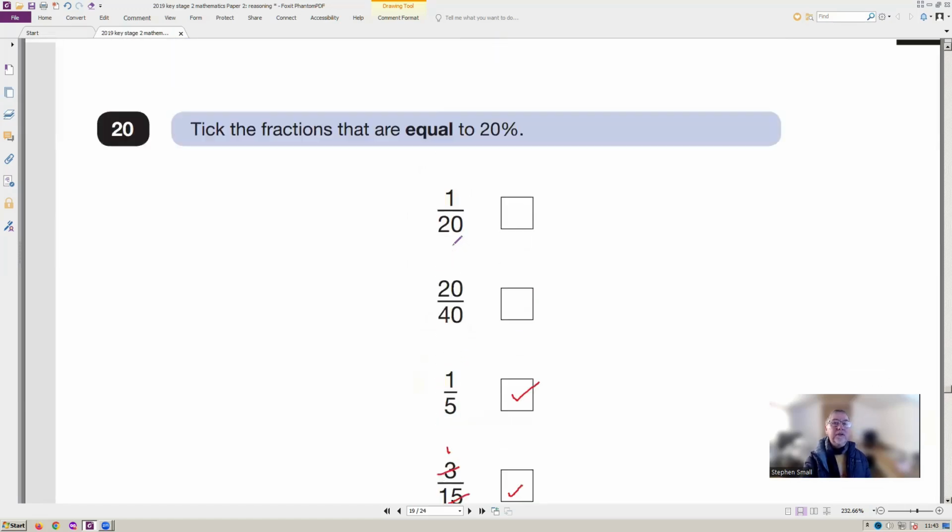Yes. If you didn't know that 20% was a fifth, you simply just go 100 divided by 20 and see how many go in there. 20 goes into 10, doesn't go in. 20 goes into 100 5 times. So it goes in 1 time, so it's 1/5.